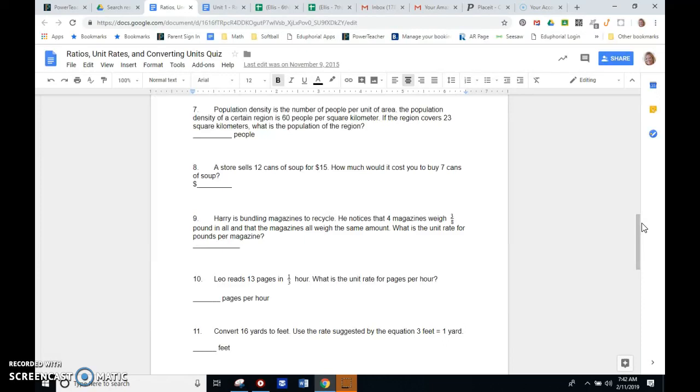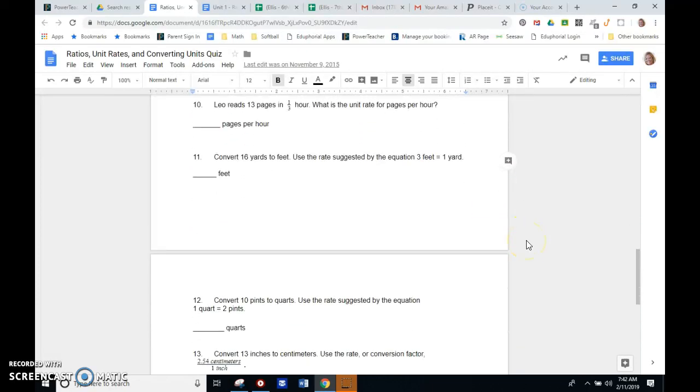Number 9. Harry is bundling magazines to recycle. He notices that 4 magazines weigh 3/8 of a pound in all, and that the magazines all weigh the same amount. What is the unit rate for pounds per magazine?